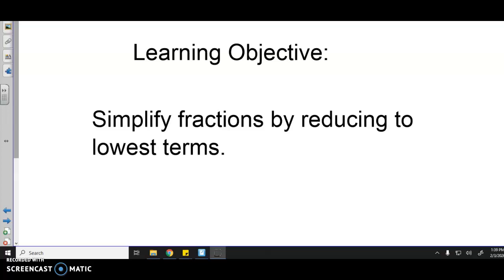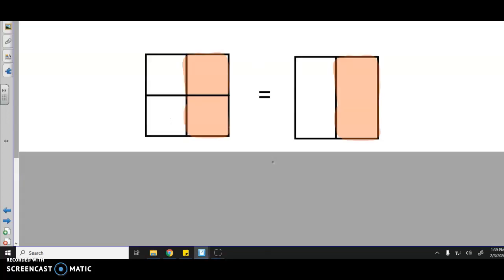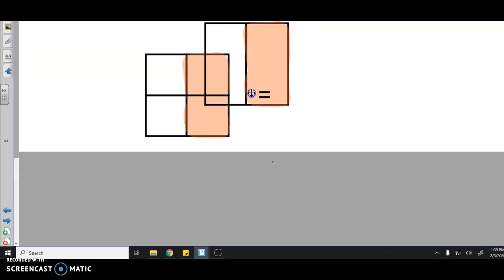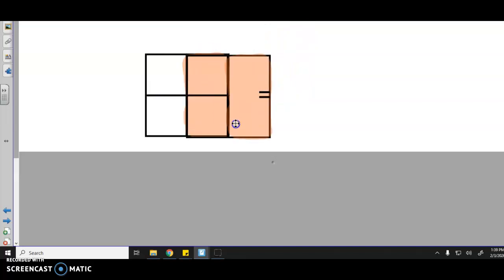Today's learning objective is to simplify fractions by reducing them to lowest terms. So as you can see here, we've got two fractions. They're both squares, they're the same size, but this one has been divided into 4 equal parts with 2 parts shaded. This one over here has been divided into 2 equal parts with 1 part shaded. But if I move this over here, you will notice that the shaded parts are exactly equal for both of them, which means that these fractions are equal.